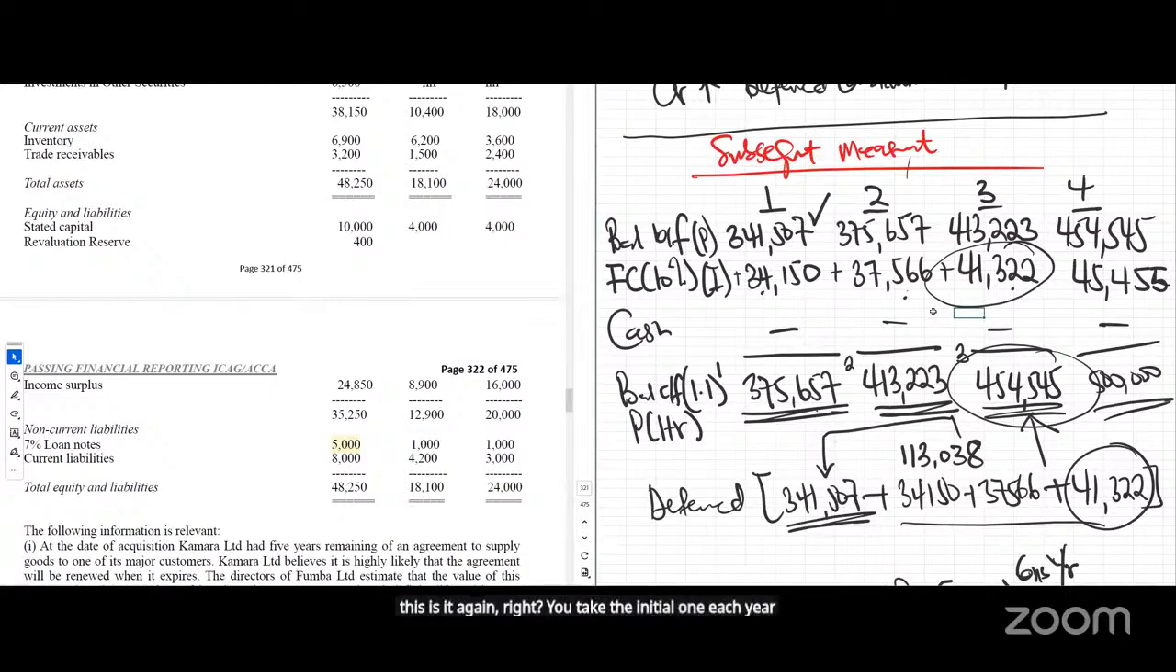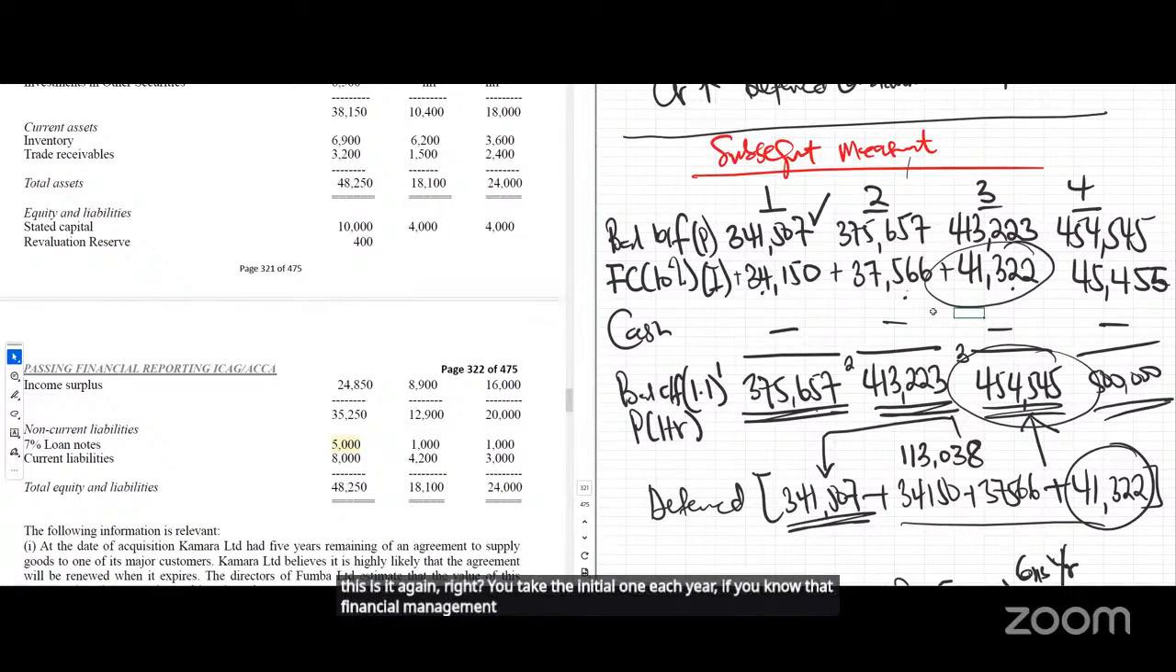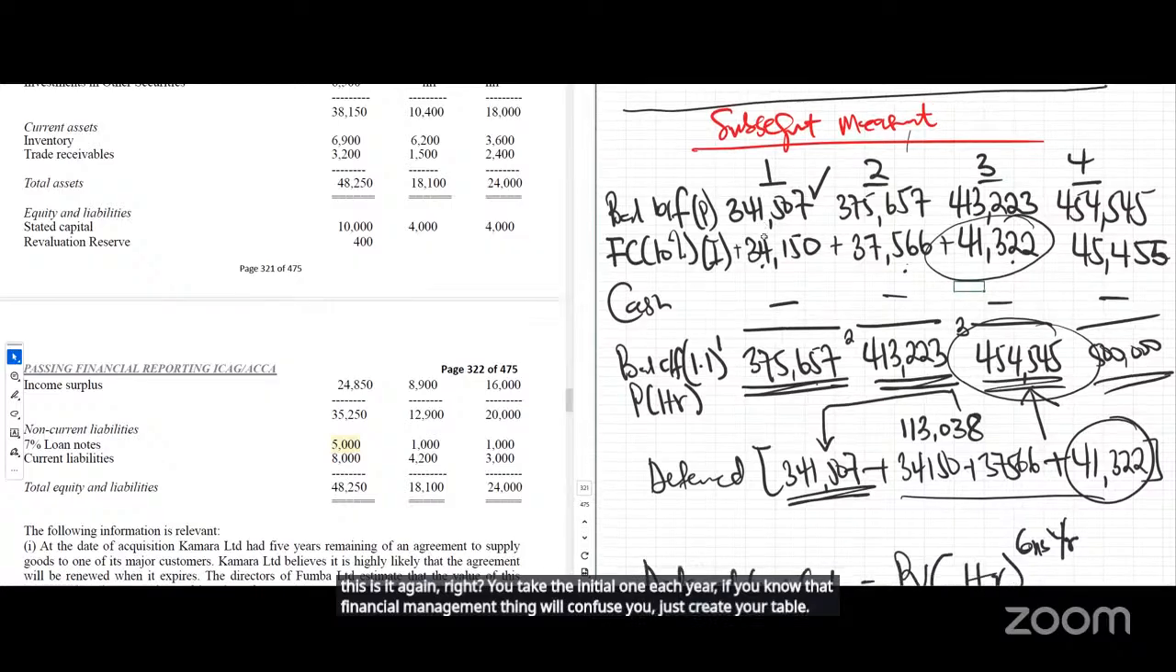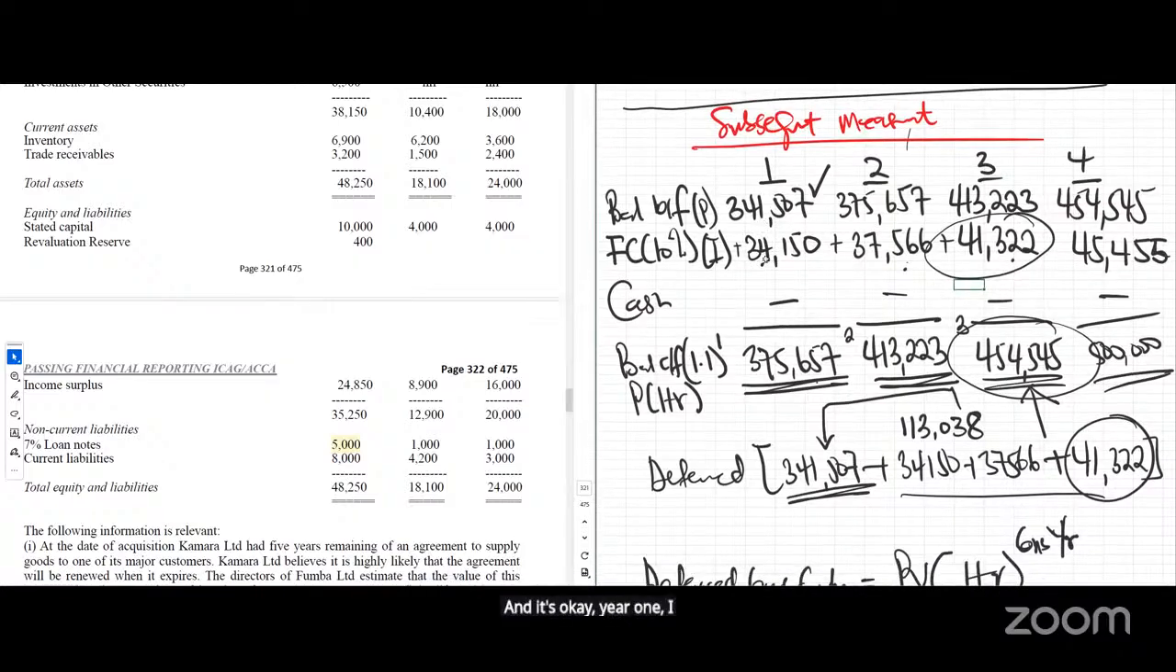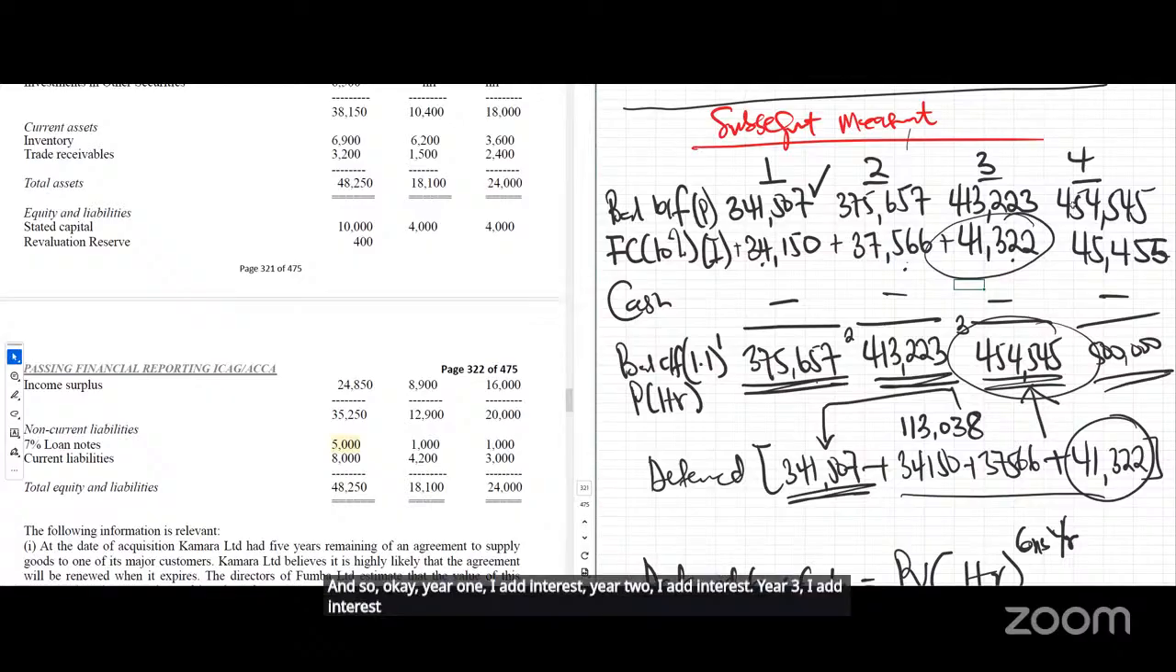If you know that financial management thing will confuse you, just create your table and say, okay, year 1, I add interest. Year 2, I add interest. Year 3, I add interest. Year 4, I add interest. Okay, which year am I standing? I'm standing in year 3.